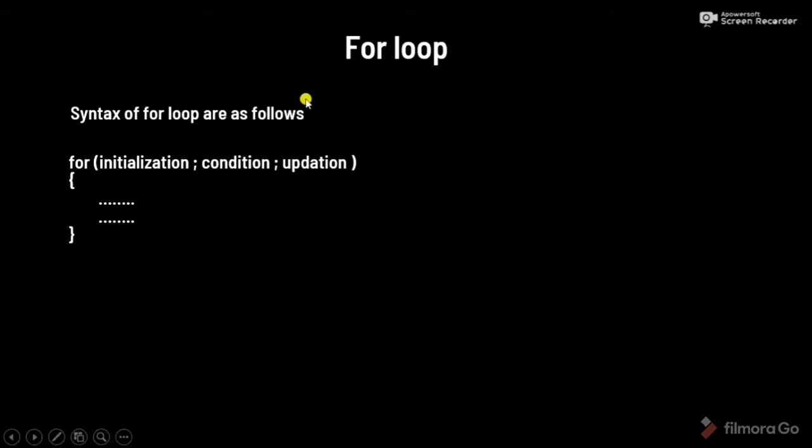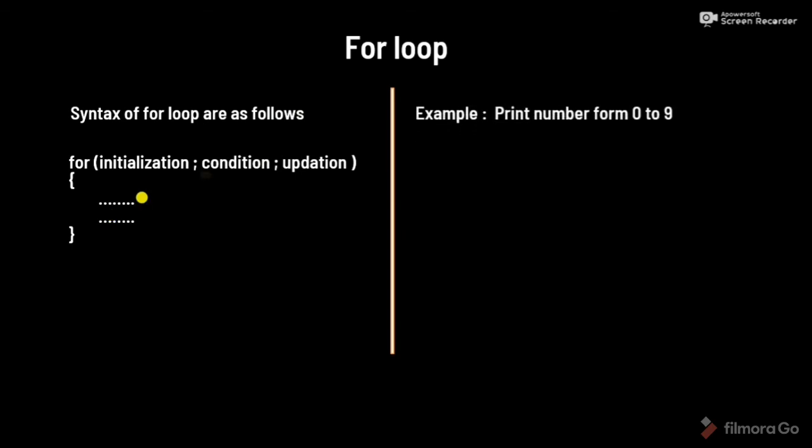So this is how we can declare the for loop. Here we are going to see an example of a for loop. In this example, we are going to see how to print numbers 0 to 9 using a loop. First, we need to include this stdio.h header file. Then this is our main function, and this is the start of our main function.